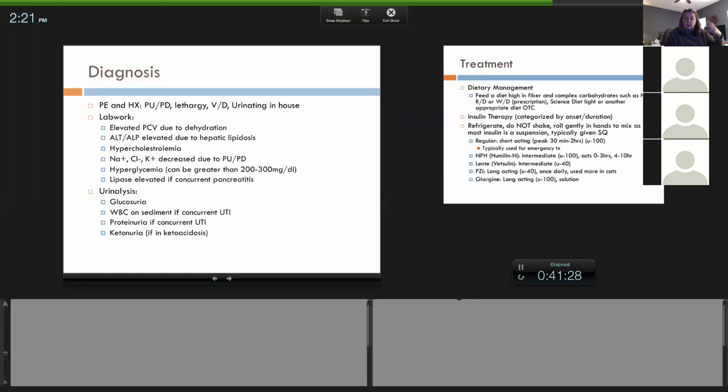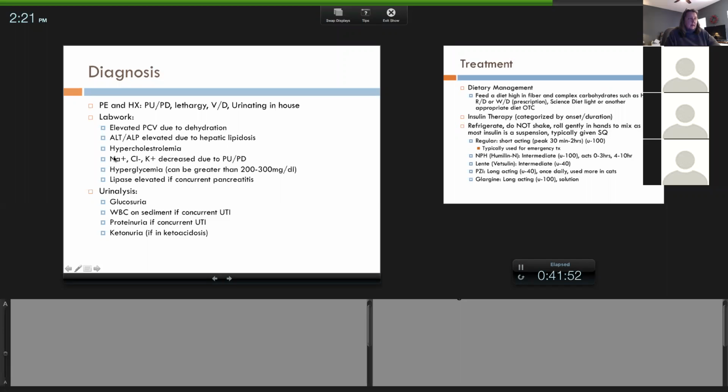And potentially ALP or ALT elevation. When an animal is mobilizing fatty acids, it can cause what's called hepatic lipidosis, which is a buildup of fat in the liver. Because they're breaking down fats, it can cause this hepatic lipidosis, which could affect your liver enzymes. And then hypercholesterolemia.